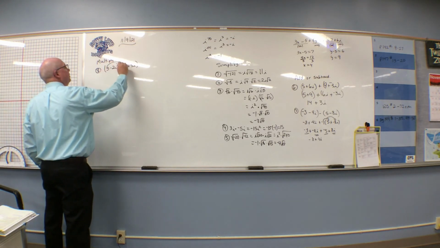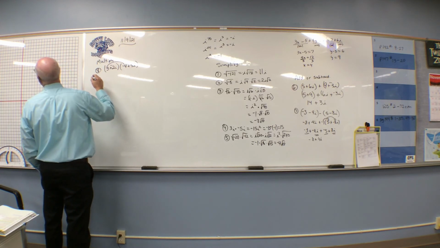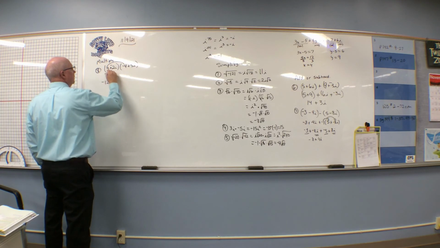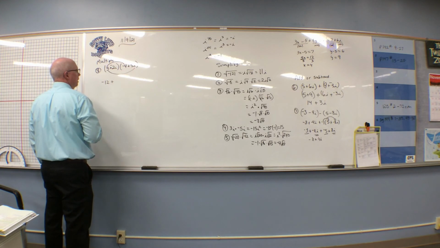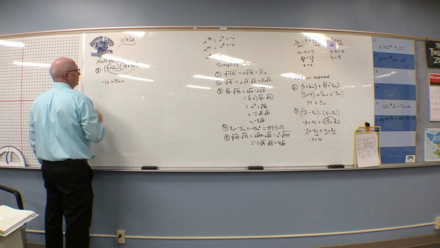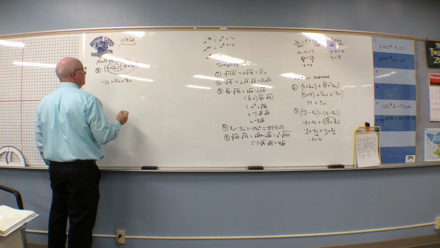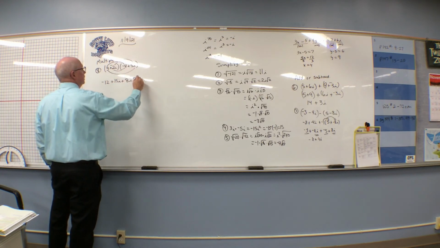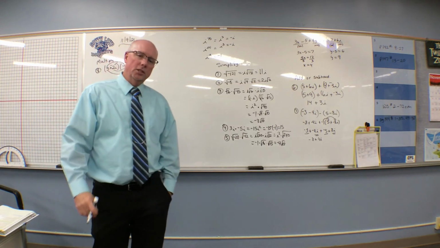So I use FOIL. First, change this to plus and negative. 3 times -4 is -12. Outer is 3 times 5i, so 15i. Inner is positive 8i, and last is -10i squared. There you go. That last term is a squared.